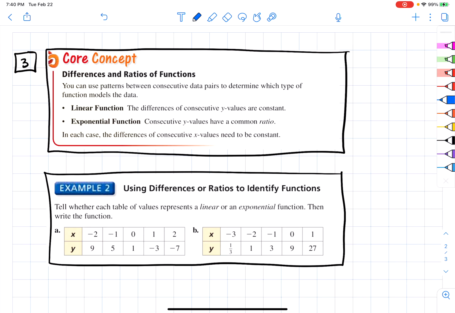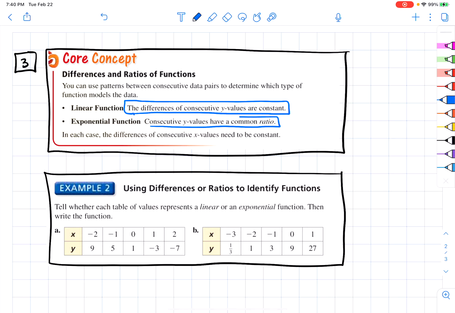Okay, box number 3 is the difference and the ratios of functions. So the idea here is that linear functions have a difference of consecutive y values and that they are constant. So if it's a linear function, the difference of consecutive y values is going to be constant. And if it's an exponential function, then consecutive y values are going to have a common ratio. It says in each case, the differences of consecutive x values needs to also be constant as well.